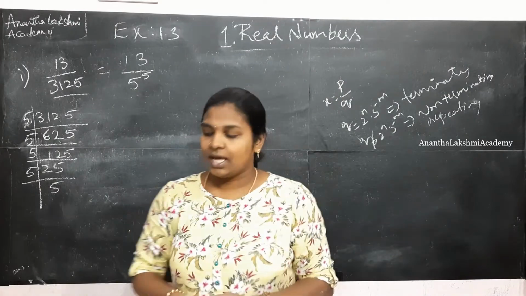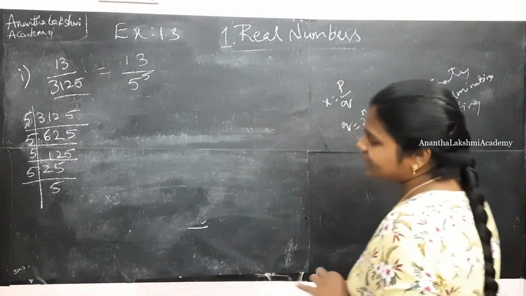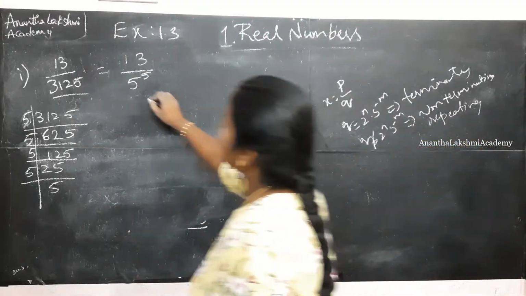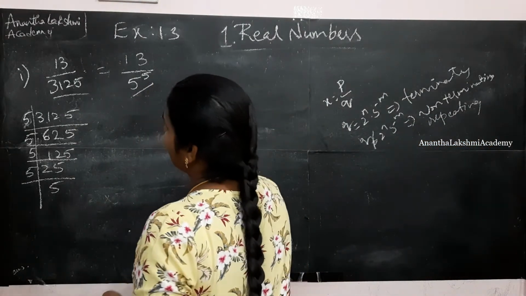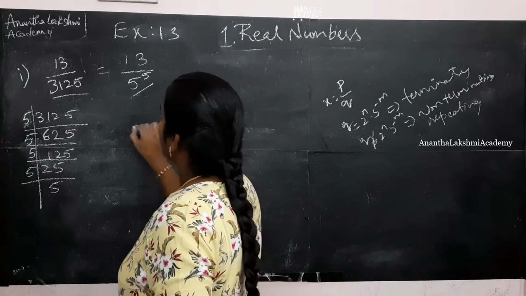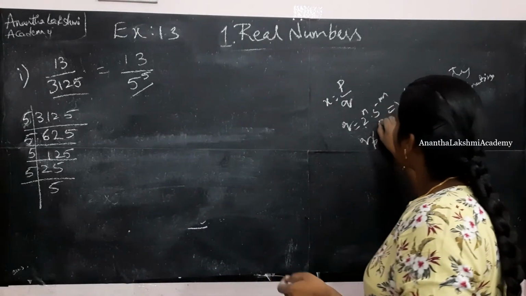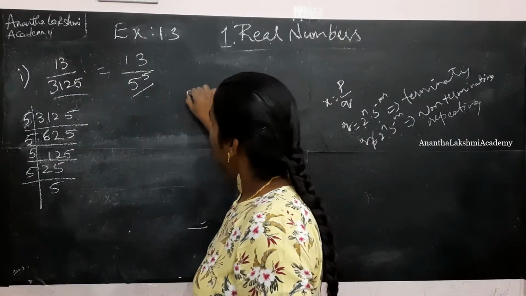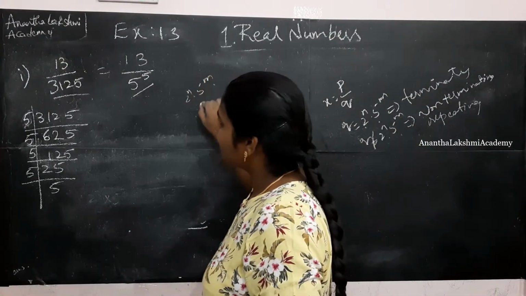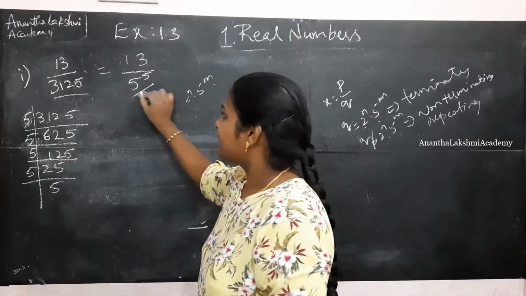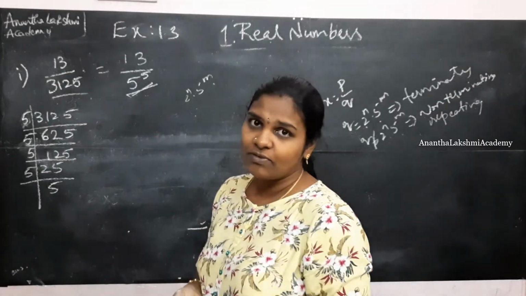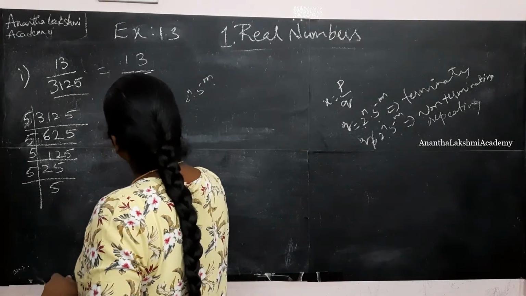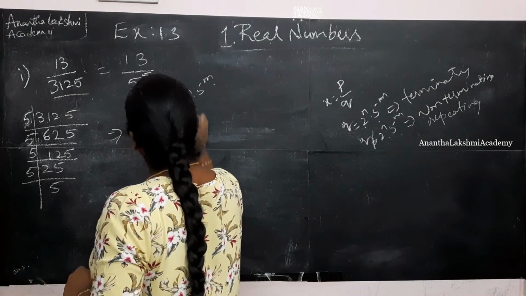So here, are we able to express this in the form of 2 power n 5 power m? Yes, we are able to express it in the form of 5 power m. So in 2 power n 5 power m, if we are not able to express it in the form of 2 power n multiplied with 5 power m, then this is non-terminating. But here we are able to express it in the form of 5 power m, right? So this becomes a terminating decimal.